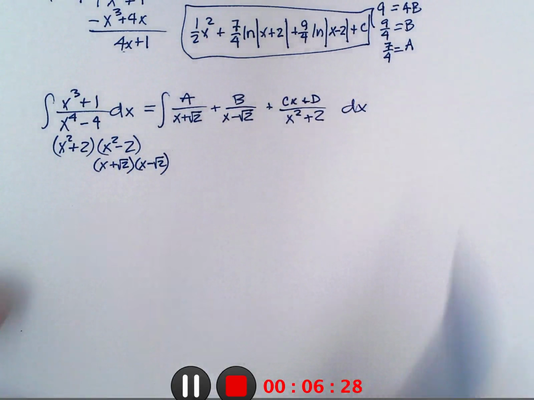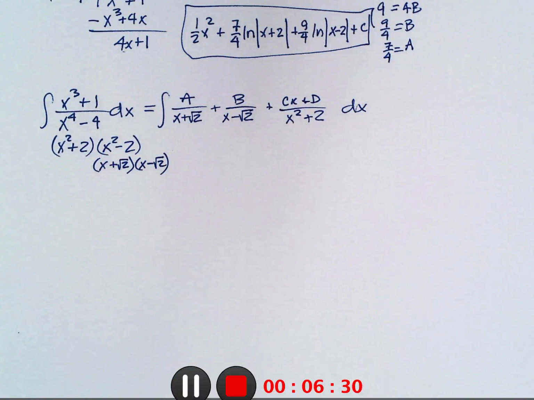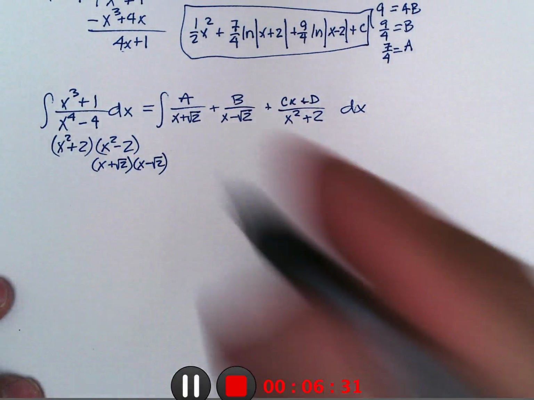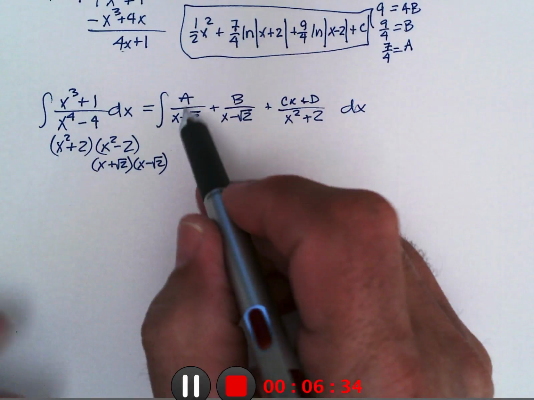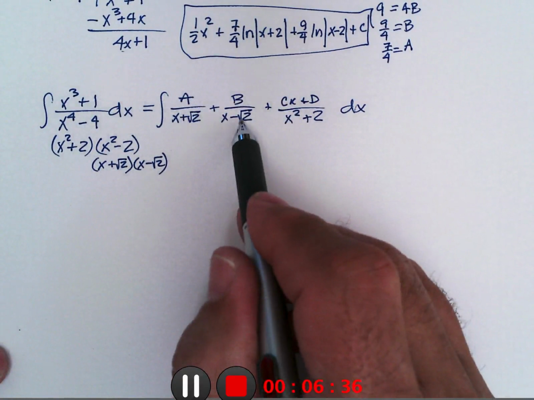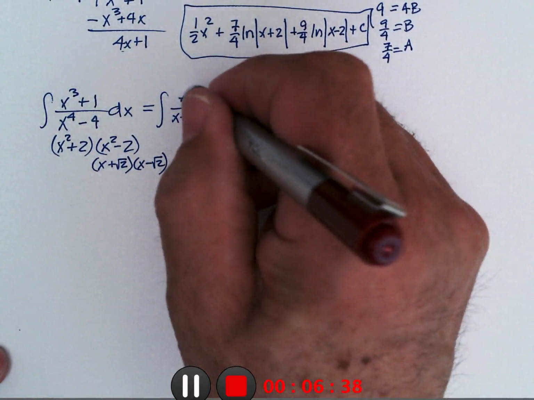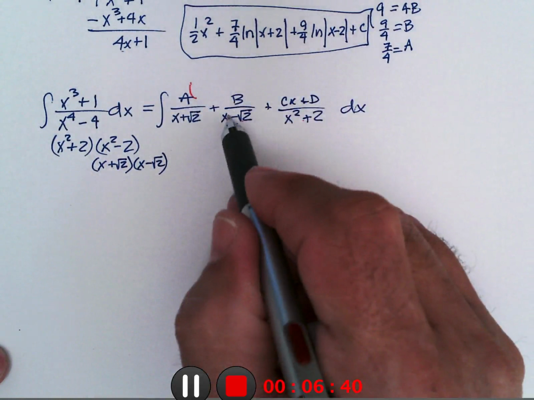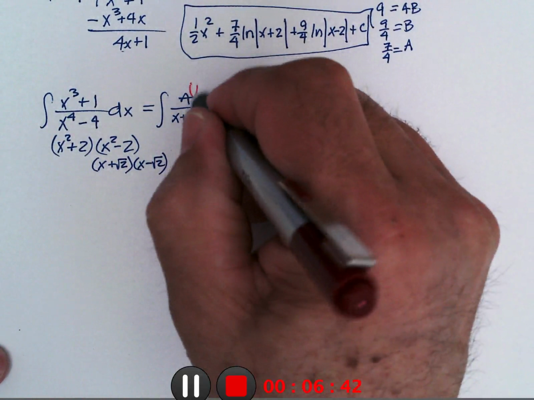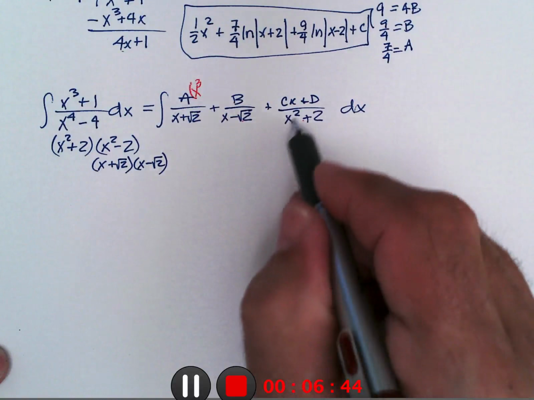Now, this one would have to be multiplied by this and this. So that's quite a bit. We're going to get x to the third. We're going to get minus square root of 2 times x squared.